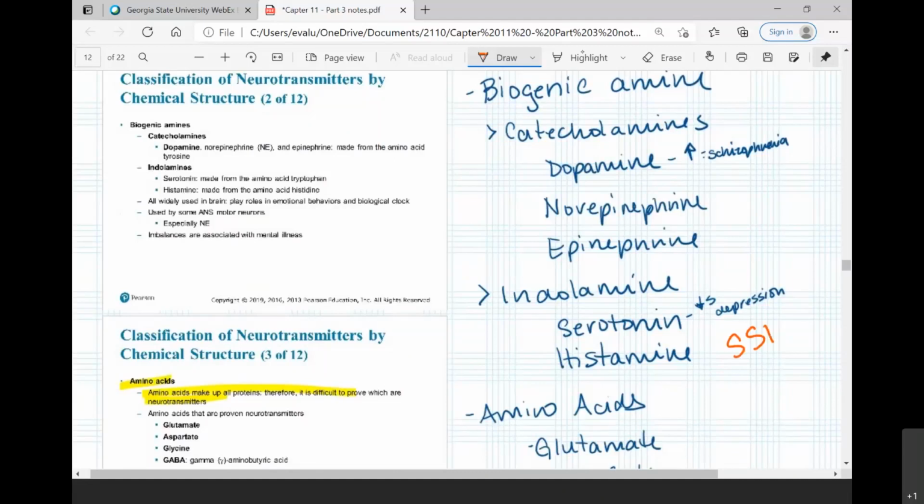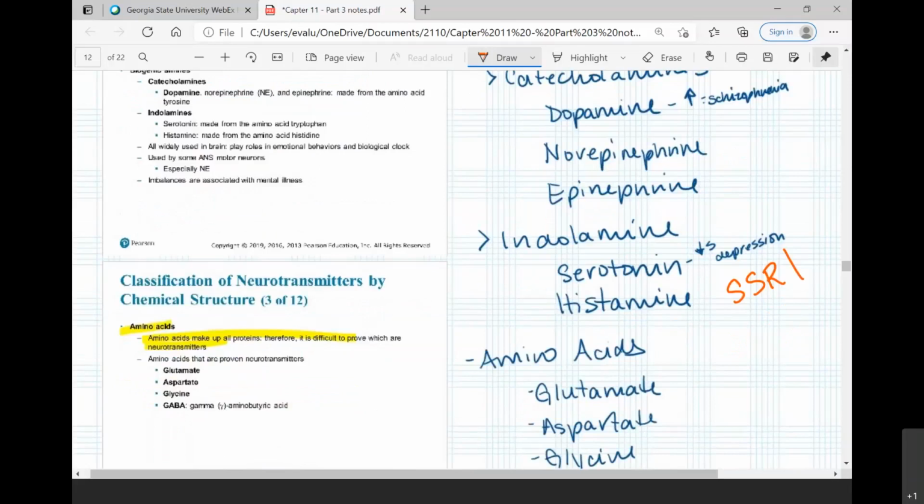And an SSRI is a selective serotonin reuptake inhibitor. So basically, it's a selective serotonin reuptake inhibitor. It stops the reuptake by the presynaptic cell, so serotonin stays in the synapse longer. If it stays in the synapse longer, we get more serotonin binding to our postsynaptic cell, which means we get more effects of serotonin. With smaller amounts of serotonin, we usually have a diagnosis of depression. So that's kind of how those all work together.